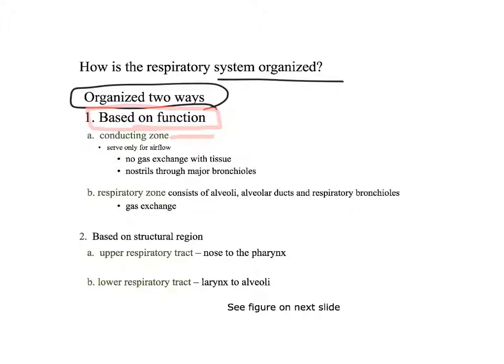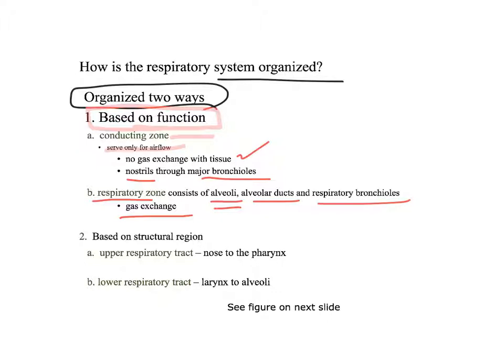First we have a conducting zone. The conducting zone is only for airflow. In the conducting zone, no gas exchange is taking place. It's just getting air into where gas exchange can take place. The conducting zone is considered from your nose down into your bronchioles. Now the respiratory zone is where gas exchange takes place. That'll be the smaller features: the alveoli, the alveolar ducts, and the respiratory bronchioles. I'm going to show you in a picture on the next slide.